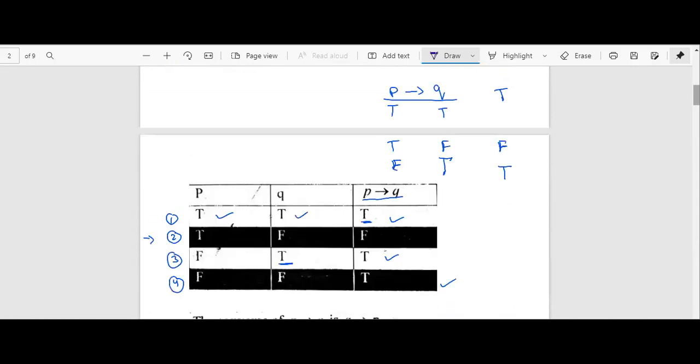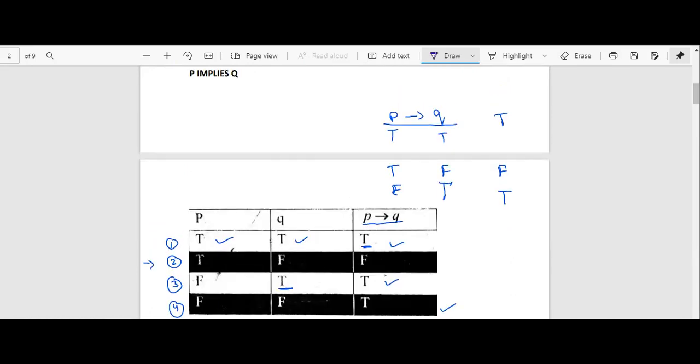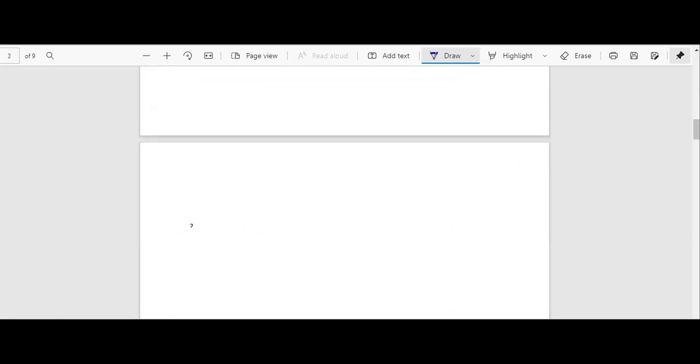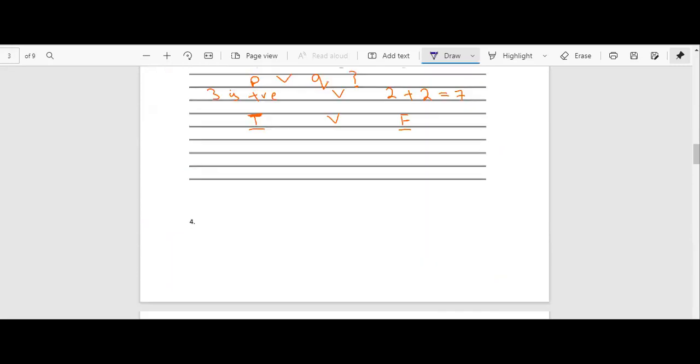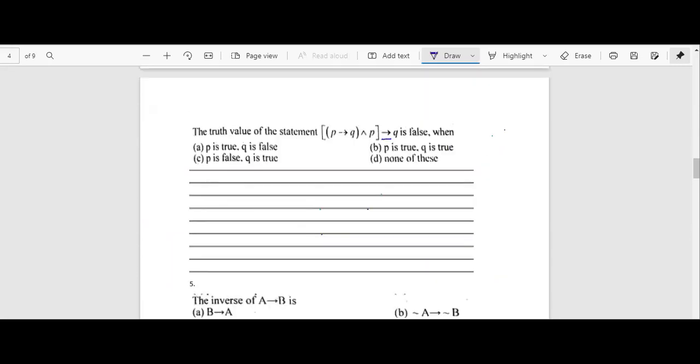All right, so this is the imply table, and here it is false when the first statement is true and the other statement is false, right? Only then it is false. So far we know that this part should be false and the first part should be true. All right, so we are clear with that part. So here we need to have Q false and all this true, right?